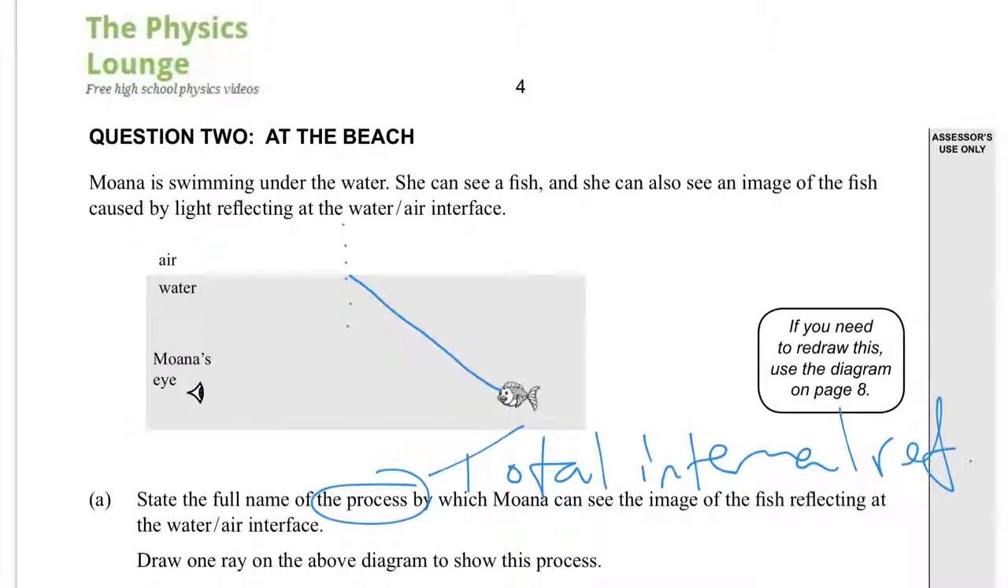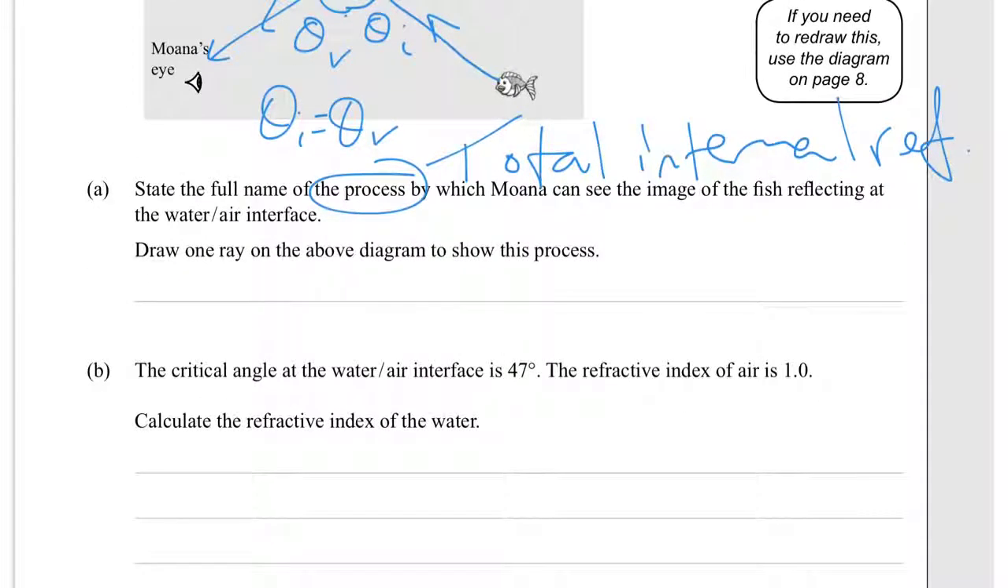Here's your ray, arrow showing the direction of the ray, you should always show arrows, and Moana's eye. You can draw the arrow in any position. Also a good idea to show theta i, theta r, and theta i equals theta r. Angle of incidence equals angle of reflection. So there we go.